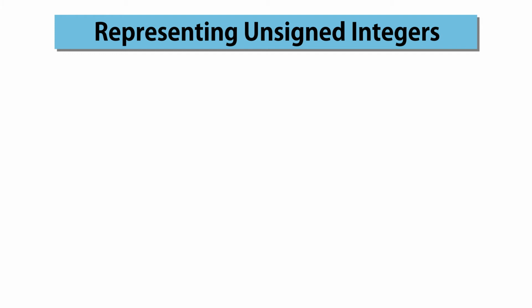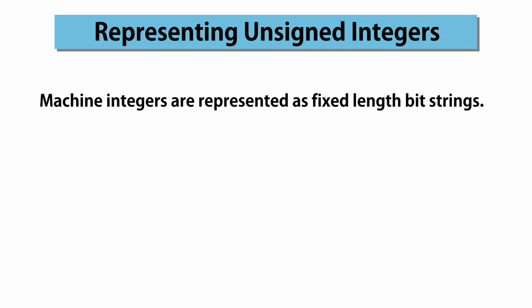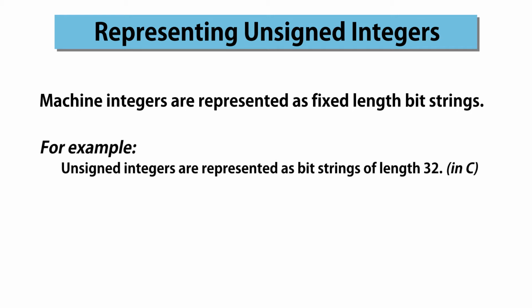In this video, we're going to introduce the representation of unsigned integers as bit strings, and we'll also discuss addition and subtraction within this number system. Machine integers are represented as fixed-length bit strings. For example, in C, unsigned ints are represented as bit strings of length 32, which means that there are 2 to the 32 distinct unsigned ints.